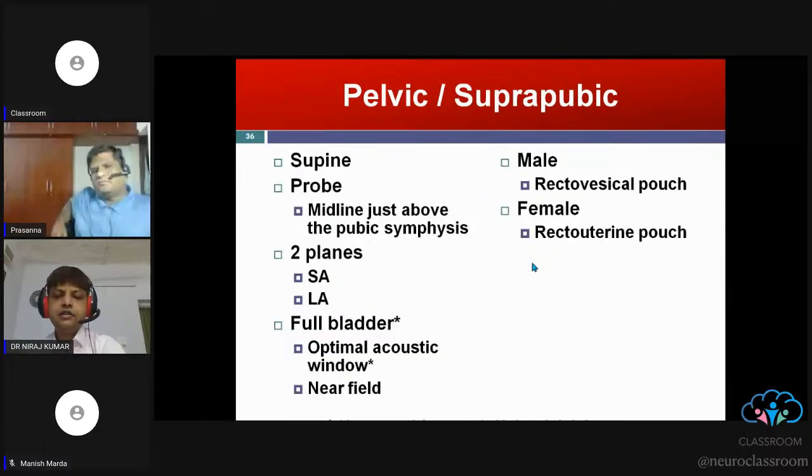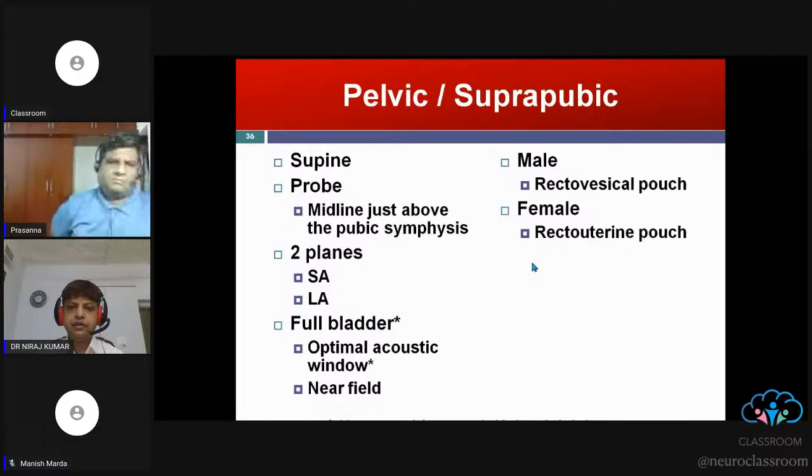That is also called the subphrenic space. And the last part of the FAST examination is the pelvic or suprapubic view. Here we want to see whether there is any fluid collection just behind the bladder. In the male patient, that is between the rectum and the bladder. In the female patient, that is also called the recto-uterine pouch.